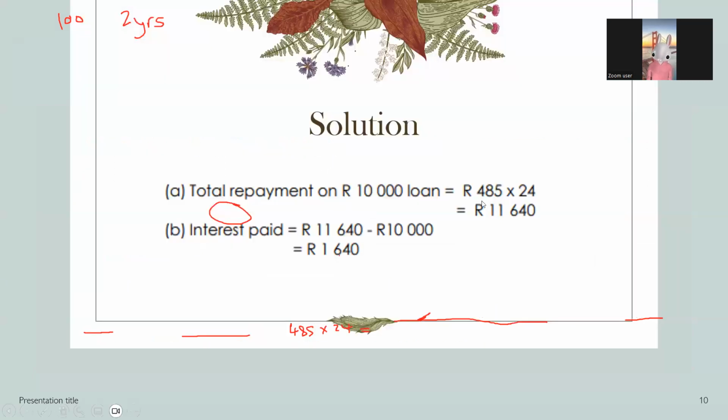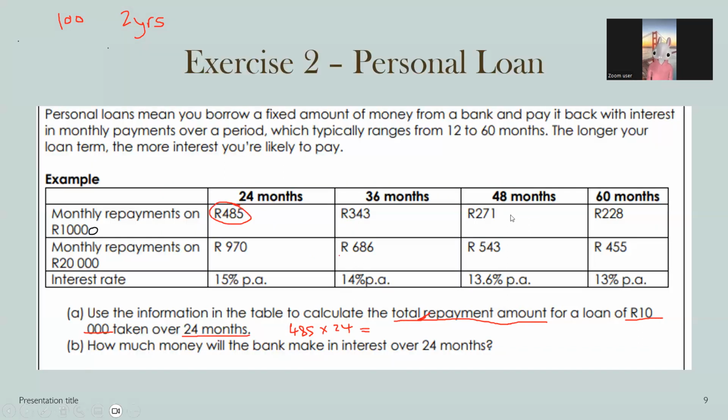Yeah, 11,640. Okay, perfect. Yeah, 11,640. Perfect. So you got 100% for that question. Well done. Okay, easy peasy.